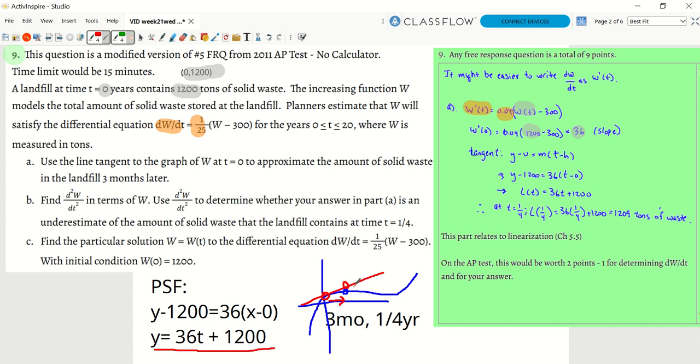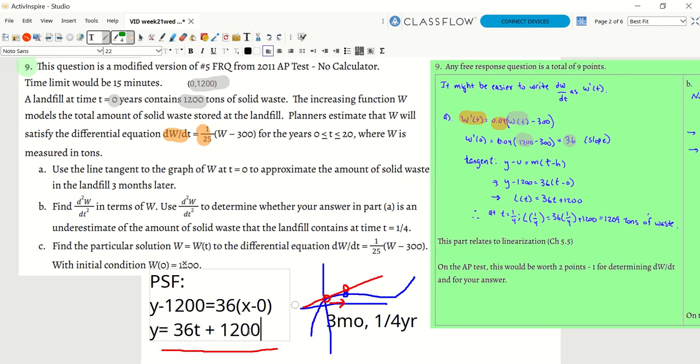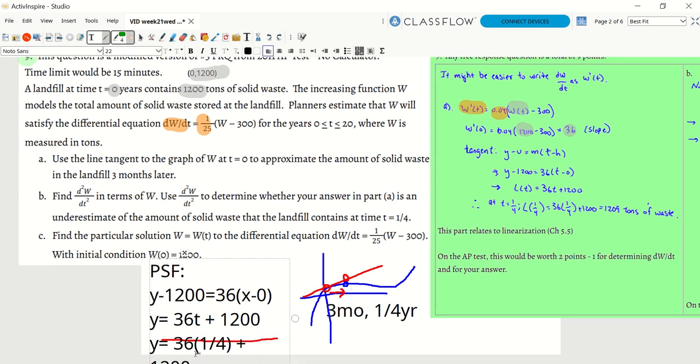I said in this particular example is going to be an overestimation. In this particular really crappy diagram it is. Okay, but we don't know yet over here. So I just want you to know, we're going to plug in 1/4 for t, and that's what they did here. We're going to plug in 1/4 for t, because we're trying to find out what the y value is going to be a quarter year later.